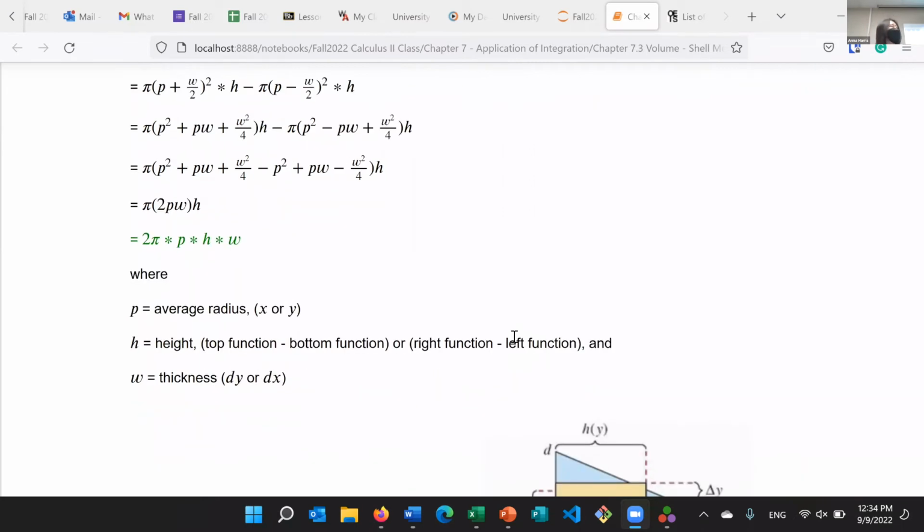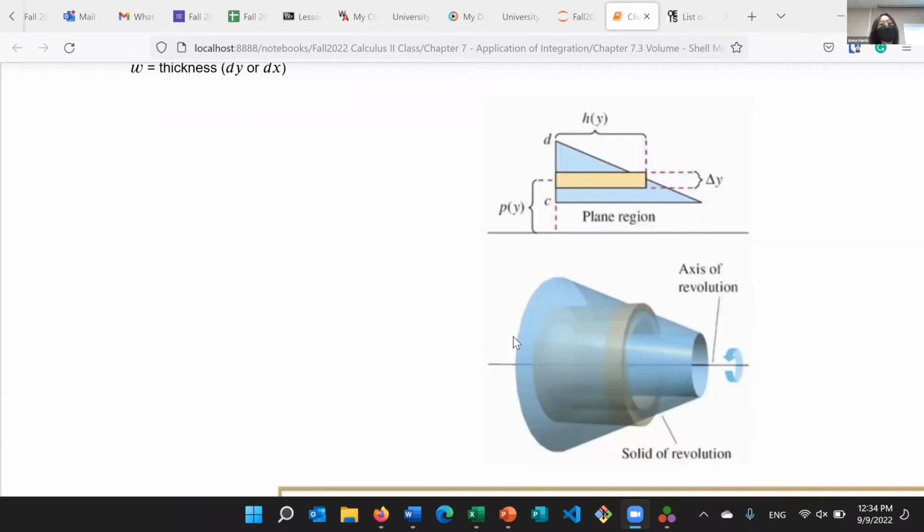Okay, so I'm going to explain to you. So P is what? Average radius. So we're going to use either x or y. Okay? And height would be what? The top function minus bottom function, or what? Bottom function minus top function. Okay. What's the W? W is the thickness, which is what? The dy or dx. Are you with me? Depends on what shape it is. Okay. All right. So you can think of it like this.